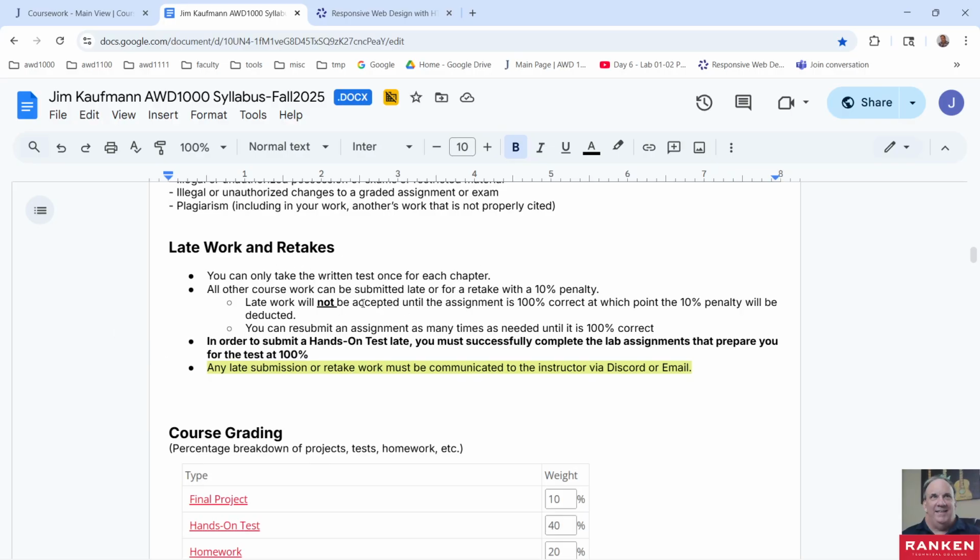So late work will not be accepted until the assignment is 100% correct, at which point a 10% penalty is deducted. That probably needs to be reworded a little bit.